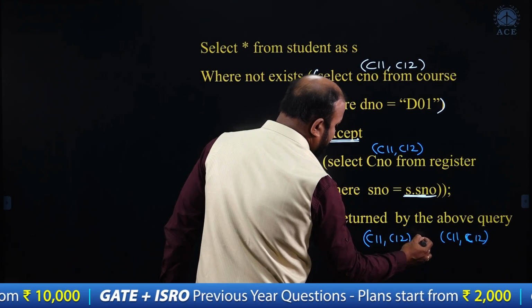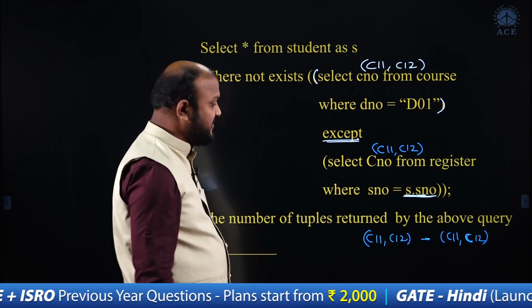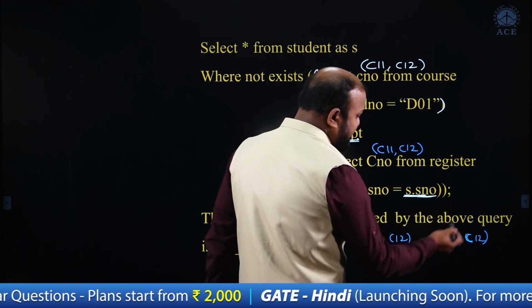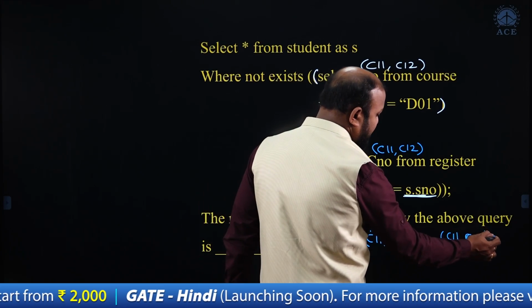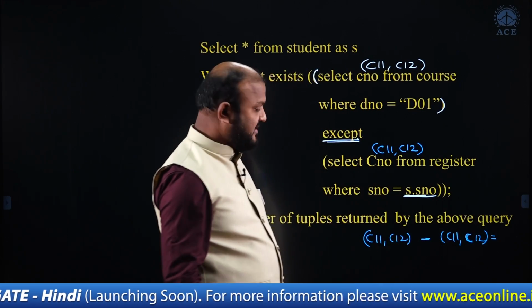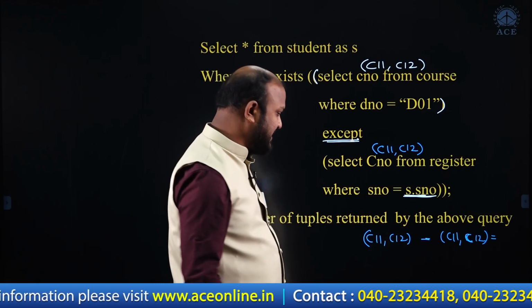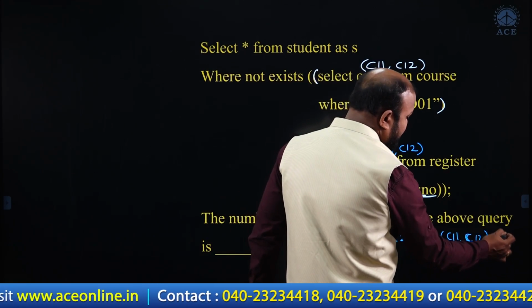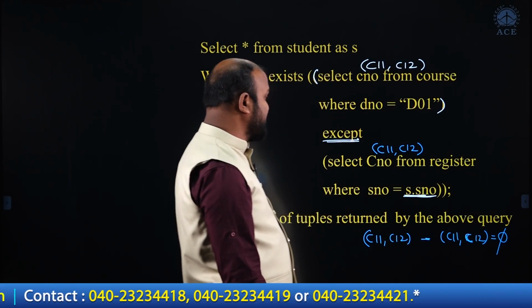Between them, we have an except. Except means set difference, minus. The first instance minus second instance will give you the output that is there in the first but not in the second. C11 is there in the first, also in the second. C12 is also there in the first, also in the second. So it is going to give you the empty set. Nothing it is going to return.